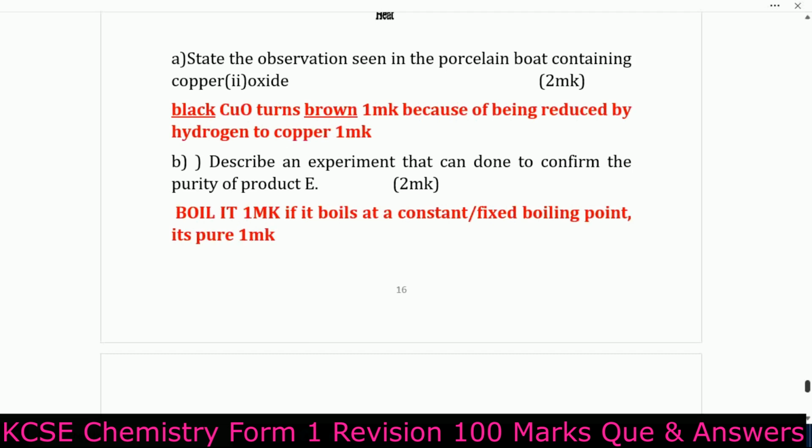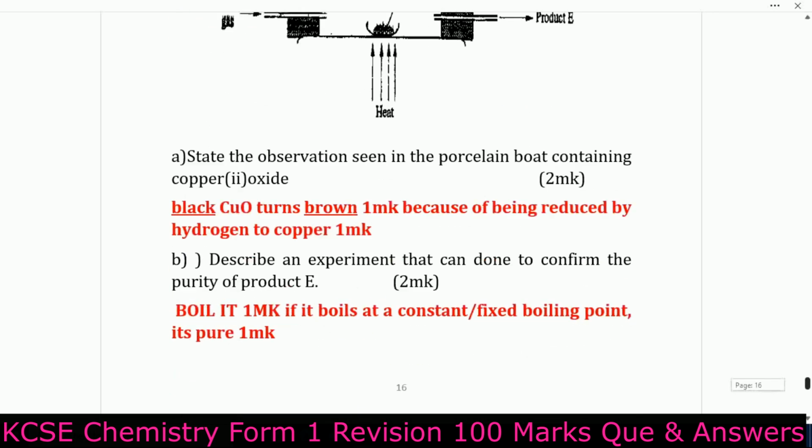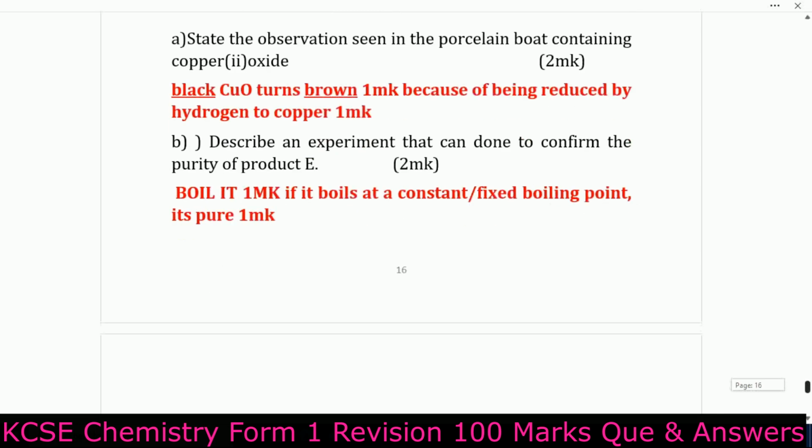Go to the next. Describe any experiment that can be done to confirm the purity of product E. Product E. How can we get the purity of that one? Boil it. It boils at a constant fixed boiling point. If it boils at a constant fixed boiling point, it is pure.